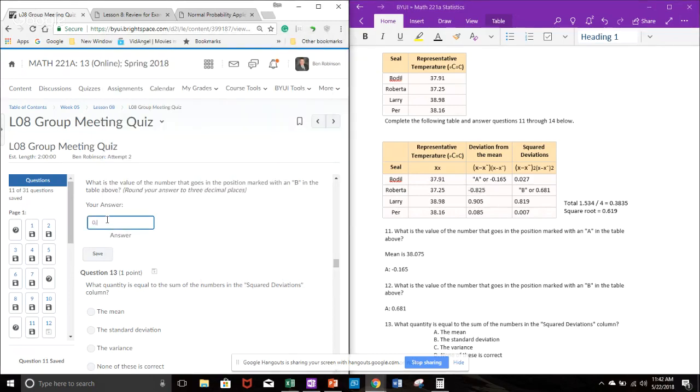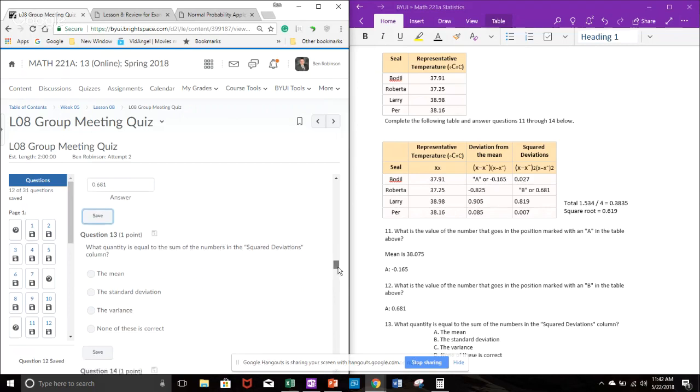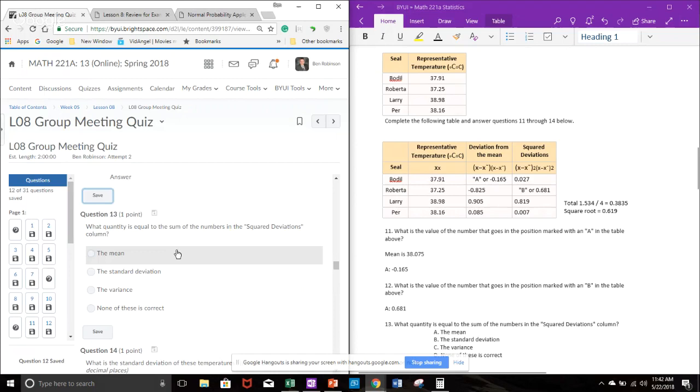Okay, let me go to here. I agree with you. What quantity is equal to the sum of the numbers in the squared deviations column? So when you add up the sum of the numbers here, it isn't really called anything. It's just the sum of the numbers squared.